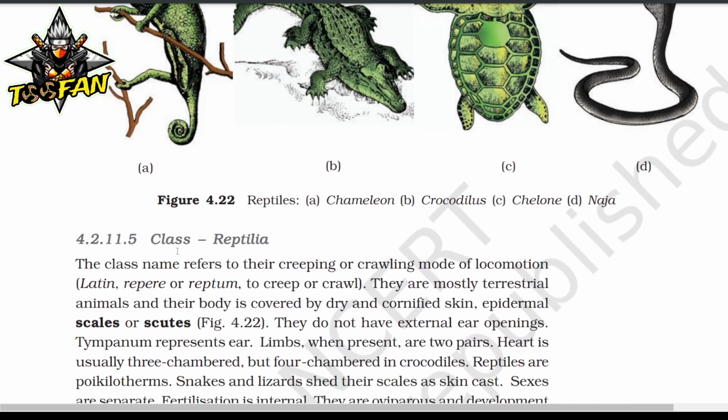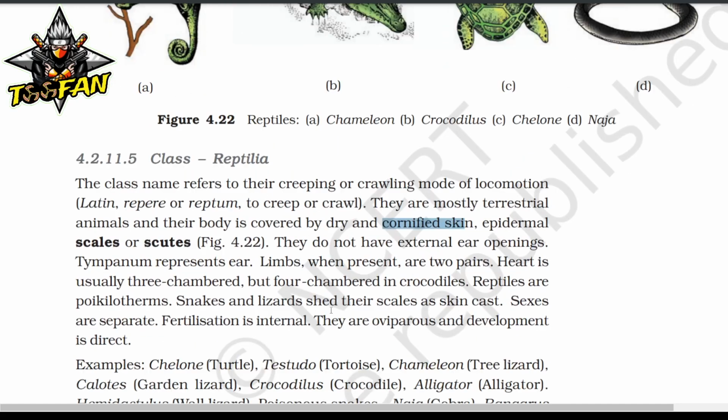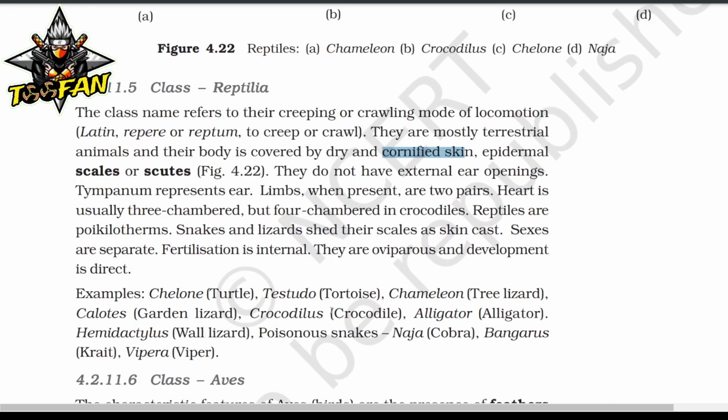Now class Reptilia. The class name refers to their creeping and crawling mode of locomotion. They are mostly terrestrial animals and body is covered by dry cornified skin, epidermal scales or scutes. They do not have an external ear opening. The tympanum represents ear. Limbs, when present, are 2 pairs. Heart is usually 3-chambered but 4-chambered in crocodile.